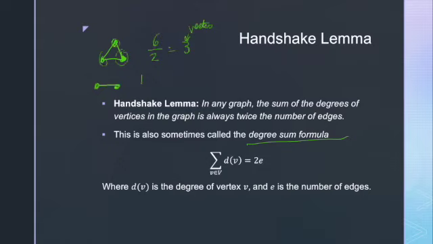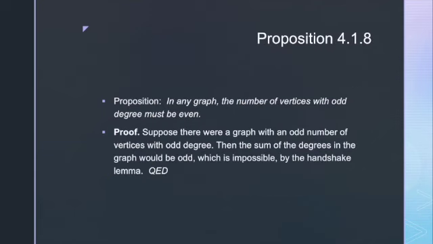So a proposition of this is, in any graph, the number of vertices with odd degree must be even. So suppose that there was a graph with an odd number of vertices of odd degree. Then the sum of the degrees would be odd, which is impossible by the handshake lemma.